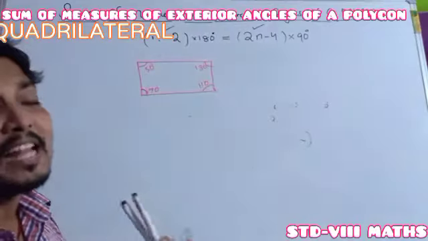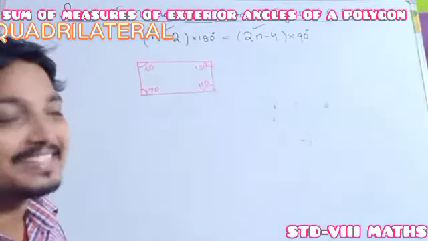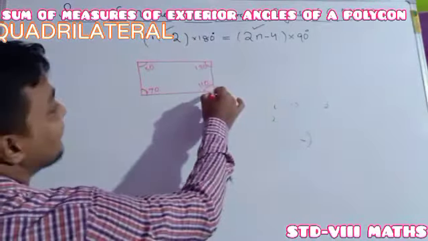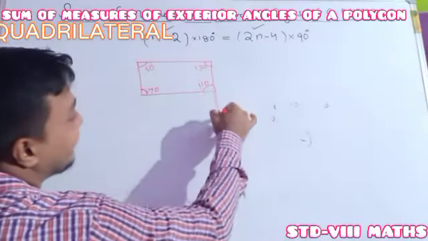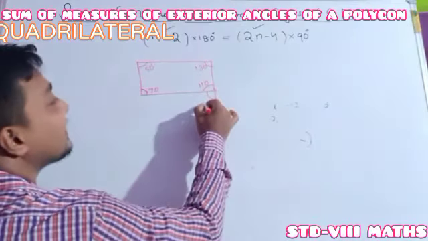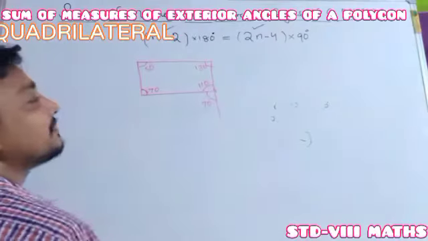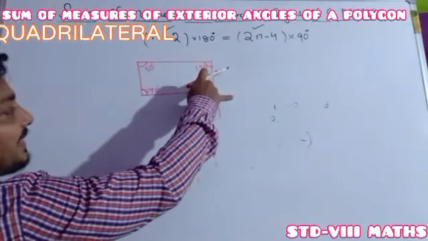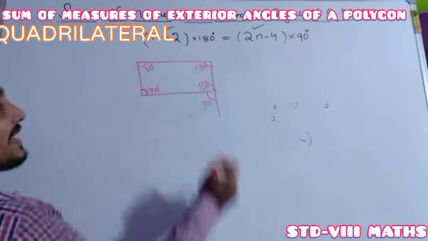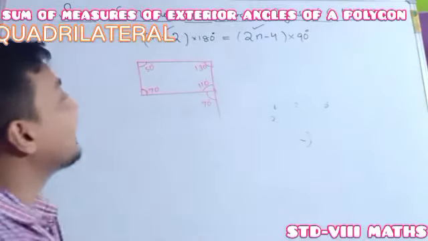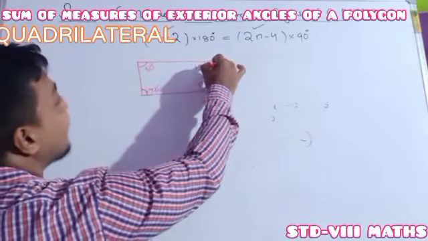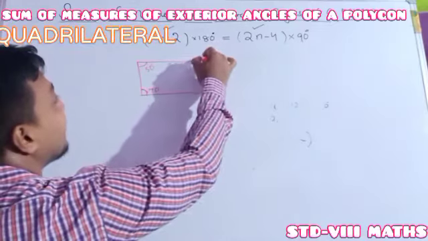But our importance should be given to the exterior angles. Suppose I extend a side here; this exterior angle should be 70 degrees, since exterior and interior angles are linear pair angles, so their sum is 180. And since this one is 130, this one should be 50 degrees.